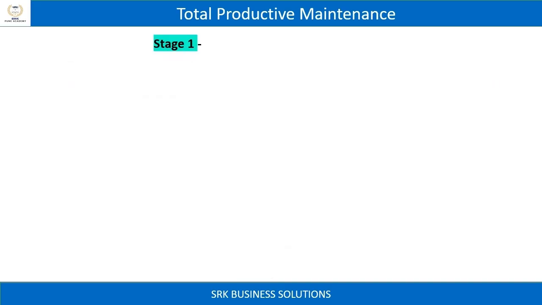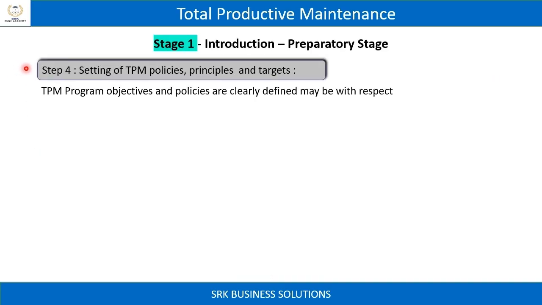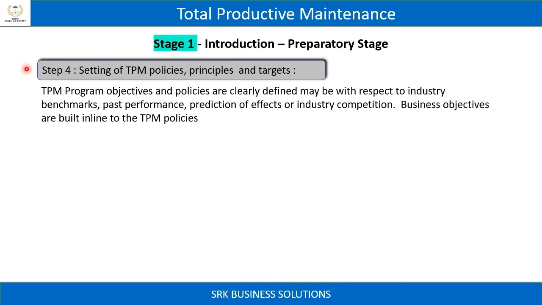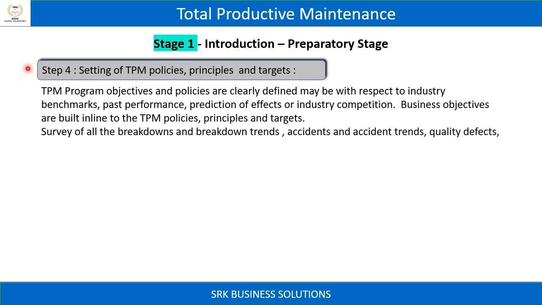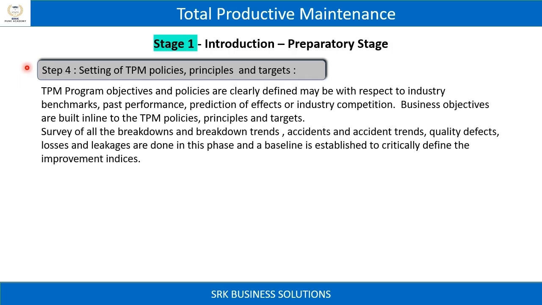Now, step 4. Setting of TPM policies, principles and targets. TPM program objectives and policies are clearly defined, maybe with respect to industry benchmarks, past performance, prediction of effects, or industry competition. Business objectives are built in line with the TPM policies, principles and targets. A survey of all the breakdowns, accidents, quality defects, losses and leakages is done in this phase and a baseline is established to critically define the improvement indices.